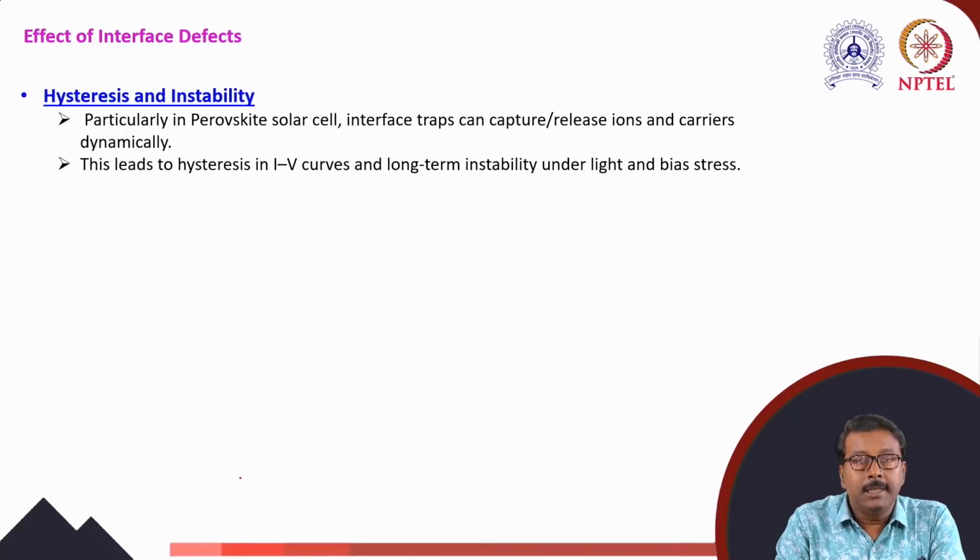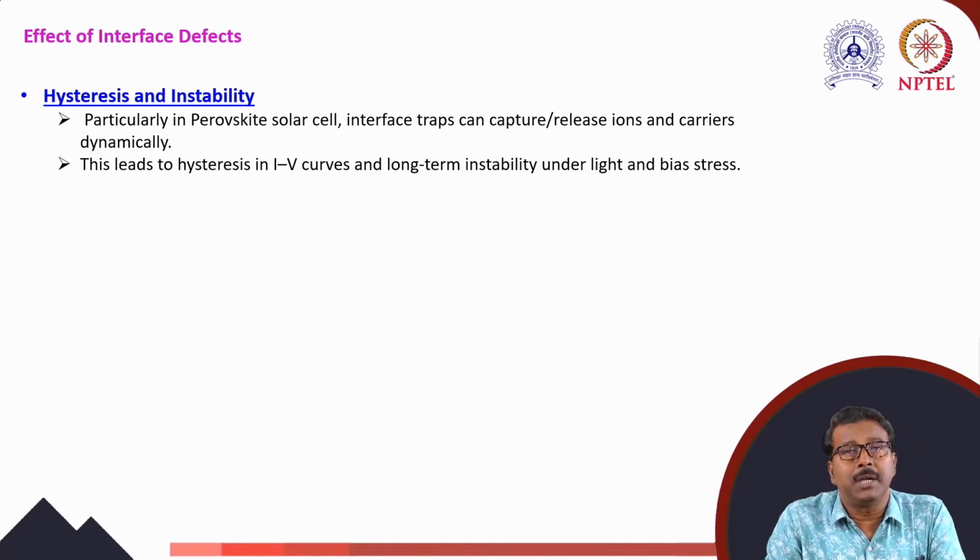And hysteresis and instability, this is also important, particularly in the case of perovskite solar cells. Perovskite solar cells will also be demonstrated, with simulation of that through SCAPS 1D. Anyway, perovskite is a new material having a very good absorption coefficient and other favorable parameters for solar cells. It has been explored widely.